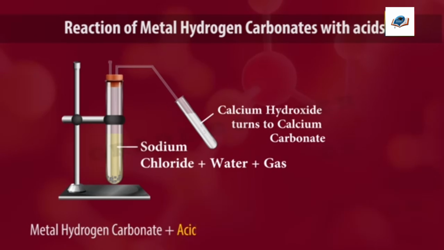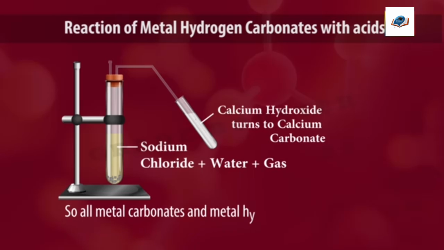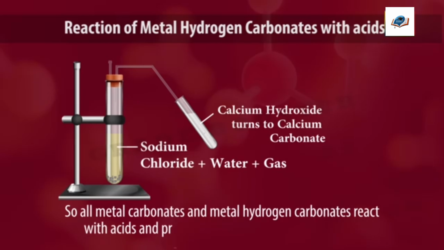So when a metal hydrogen carbonate reacts with an acid, it forms salt, water and carbon dioxide. So all metal carbonates and all metal hydrogen carbonates react with acids and produce salt, carbon dioxide and water. Metal carbonate or metal hydrogen carbonate plus acid gives rise to salt plus water plus carbon dioxide.